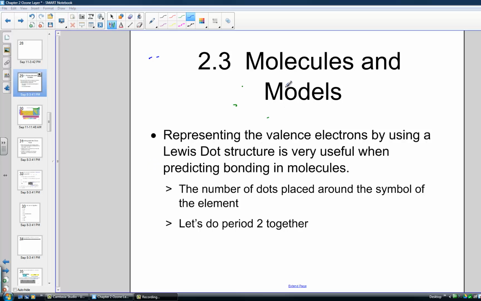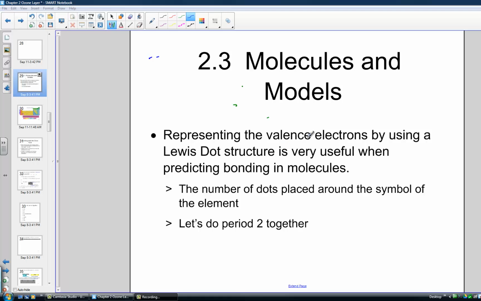Let's begin our next lesson on Section 3, Molecules and Models. So we've done a really good job exploring atomic structure in our last lesson, and we're going to move on to the topic of bonding in molecules, and then in turn understand that ozone hole, the focus of our chapter on the ozone layer.